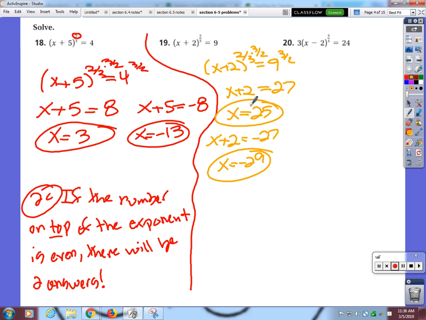Whenever there's problems like these, and if the number on top of the exponent is even, then there'll be 2 answers. Okay? But if we take a look at number 20, this is 3 times x minus 2 to the 3/4. So since the top number is odd, there's only going to be 1 answer. Okay?